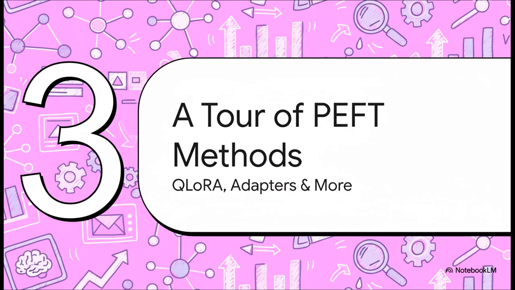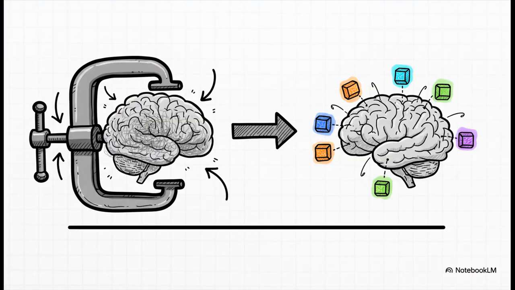Now, PEFT isn't just one single technique. It's more like a whole toolbox full of brilliant methods. We're going to take a tour of 3 of the most popular and, frankly, most powerful methods that builders are using right now. First up, we've got QLoRA. Yeah, the name might sound a little complex, but the idea behind it is so clever. It basically attacks the problem from 2 different angles at the same time. First, it shrinks the original model to save a bunch of memory, and then it trains these small, separate modules to handle your new task.